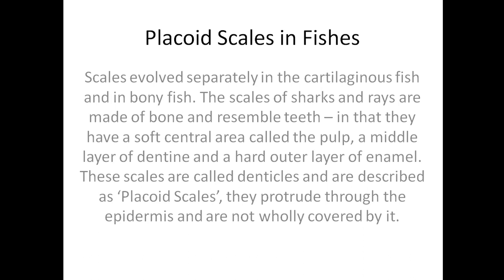In the teeth, what do you have? In every tooth, even in human teeth, there is a soft central area which is called pulp. Surrounding that pulp, there is a middle layer which is made up of dentine. And the outermost layer is the enamel, which is the hardest part.